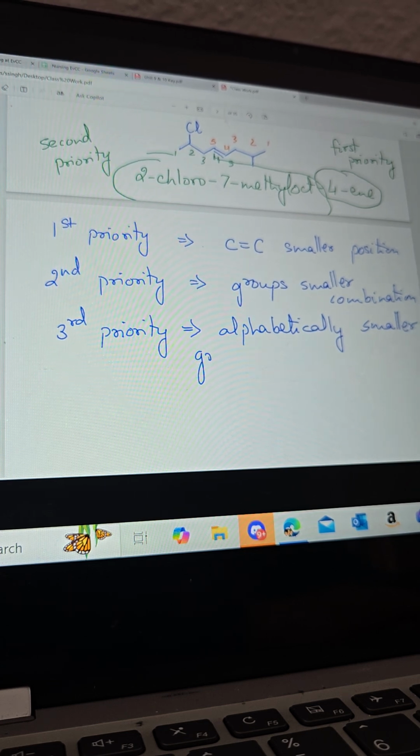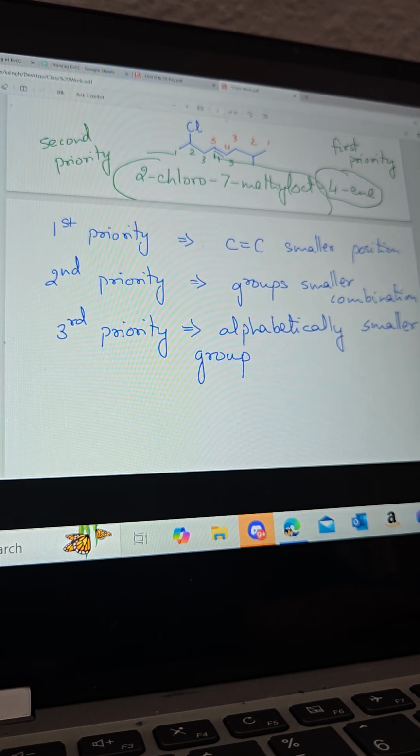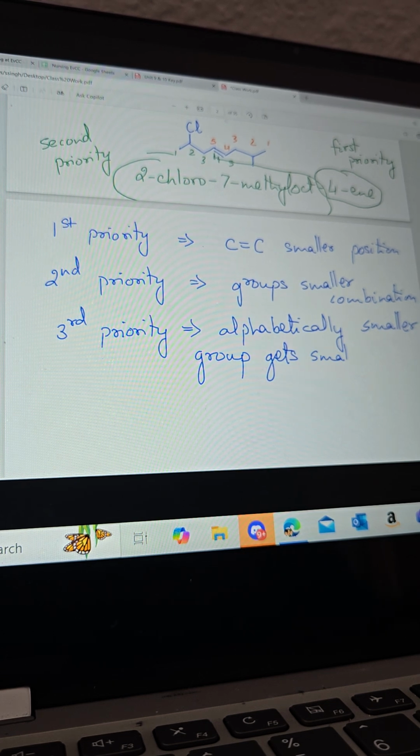So you do have to go in this order though. First look for that carbon-carbon double bond, then look for the smallest combination of numbers for the groups, and if that is also going to be the same no matter which direction you count in, then the alphabetically smaller group gets the smaller number. Everybody okay?